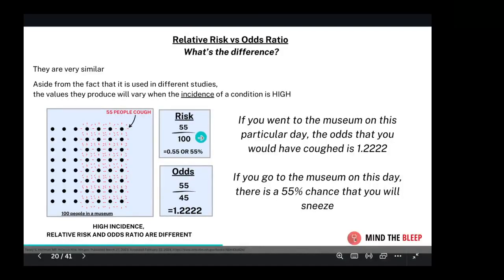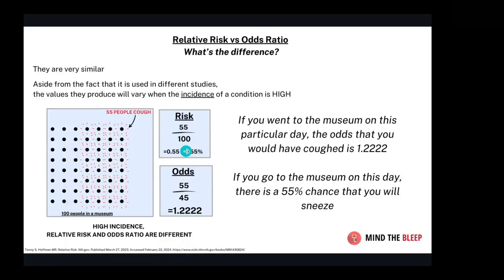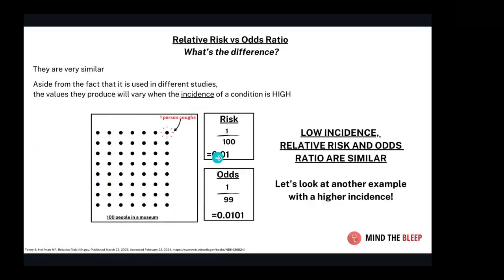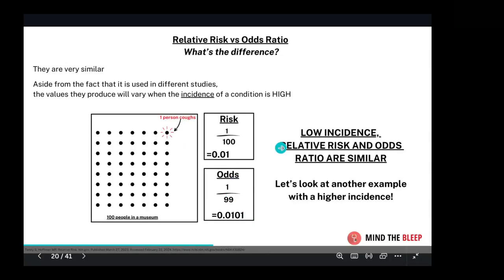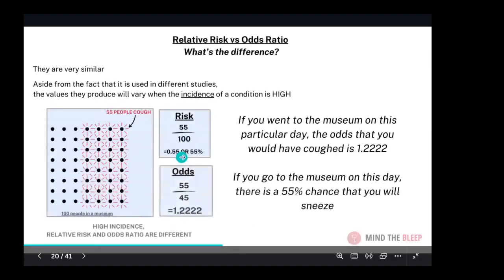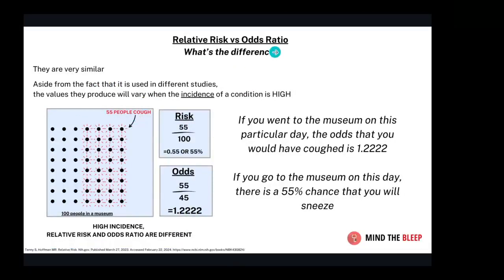So there is a very big difference now. From before, where we had 0.01 for risk and 0.0101 for odds, we went to 0.55 and 1.22222. So you see a difference when the incidence is higher. That's where you start to see a difference between the relative risk and the odds ratio.